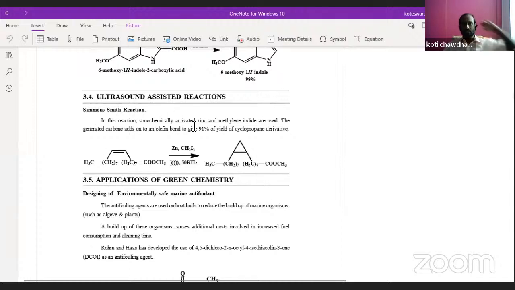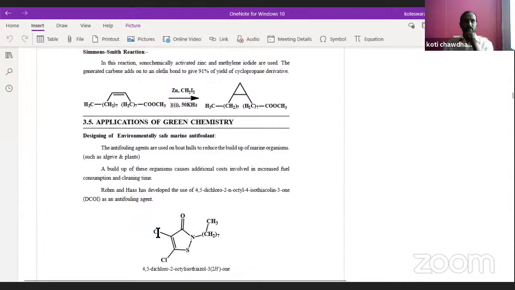Next, ultrasonic reactions. In the ultrasonic reactions, the Simmons-Smith reaction, a cyclopropane derivative will be obtained. Here the methyl ester of the fatty acid is treated with zinc and methyl iodide. At 5 kilohertz of sonication, it leads to the formation of the cyclopropane derivative.